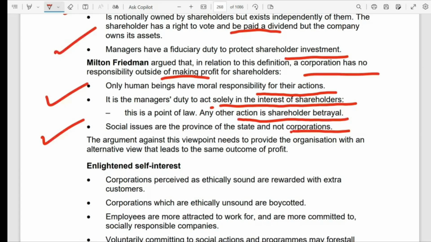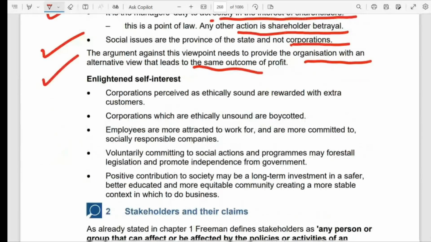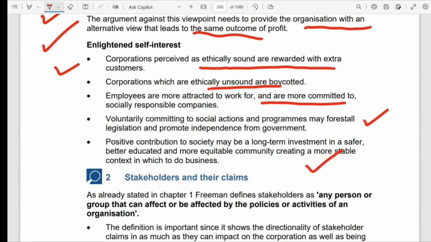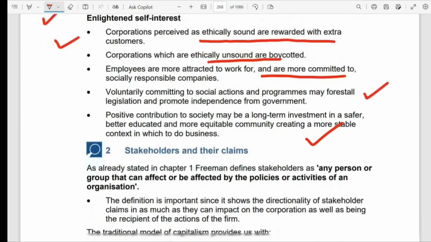The argument against this viewpoint needs to provide organizations with an alternative view that leads to the same outcome of profit: enlightened self-interest. How is self-interest enlightened? A corporation perceived as ethically sound is rewarded with extra customers. Corporations which are ethically unsound are boycotted. Employees are more attracted to work for, and more committed to, a socially responsible company, with voluntary commitment to social action programs and positive contribution to society.